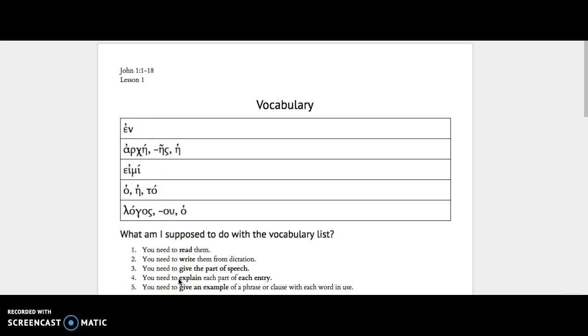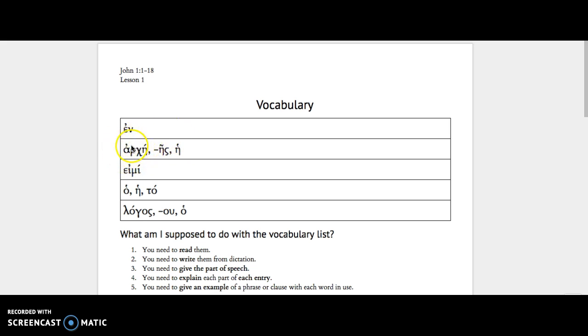Okay, the fourth thing you have to be able to do is to explain each part of each entry. All right, now up here we have simply the word. Ἐν is the dictionary word. On ἀρχή, we have three parts. Ἀρχή, and there's a little comma to show you that this part's done. -ῆς, another little comma, and ἡ. There are one, two, three parts. Ἀρχή is the word. -ῆς is an ending for ἀρχή, and ἡ is the article. So, what's ἀρχή? The word. What's -ῆς? An ending. And what's ἡ? The article.